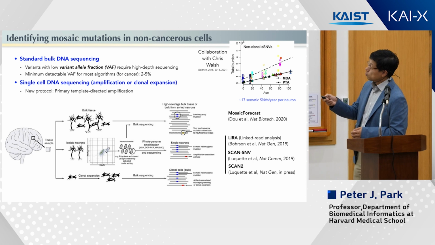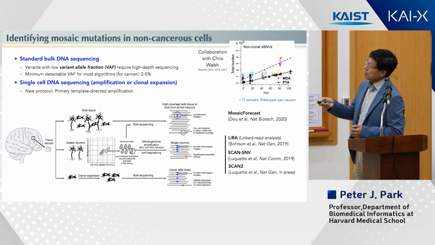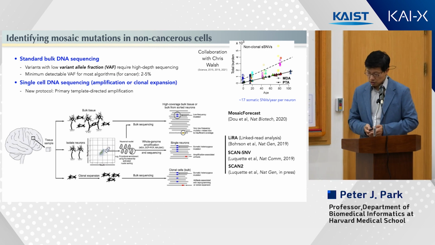Anyway, there are ways to do bulk sequencing. Bulk just means a population of cells. And then we can also isolate neurons and then amplify them and sequence. And so we spent a lot of time trying to figure this out.